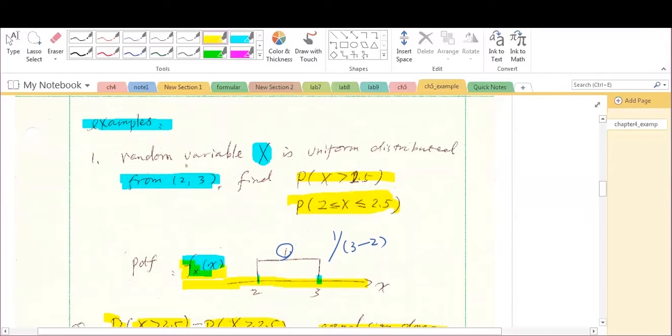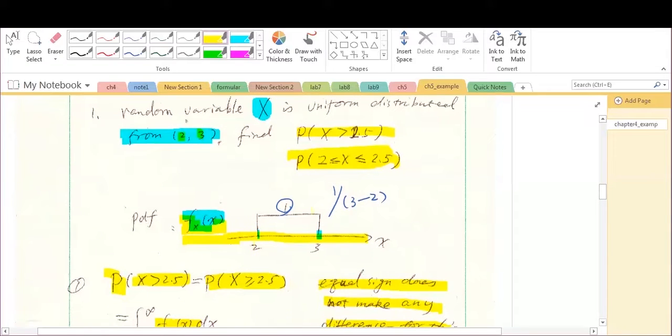First of all, for any question, if the question tells us this random variable is uniformly distributed from somewhere to somewhere, we should be able to transfer this sentence into the PDF function. So we want to make a connection of what is the PDF function for any uniformly distributed random variable. If the random variable is uniformly distributed from 2 to 3, the PDF function is this. It's from 2 to 3, it has some value. The value is 1, which is 1 over 3 minus 2.